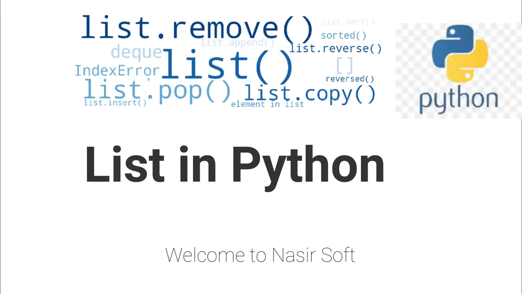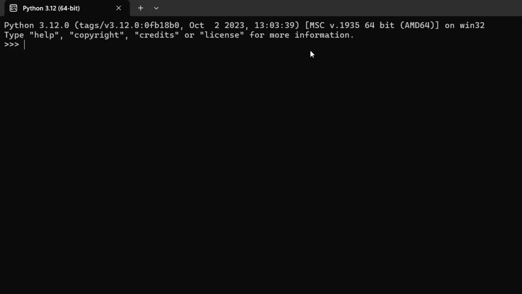In this video, I'm going to show you a very important topic in Python, that is the list. The list is basically a data structure in Python that is a mutable, or changeable, ordered sequence of elements.